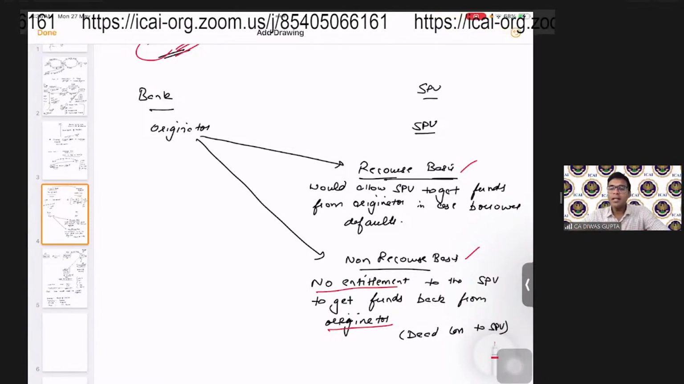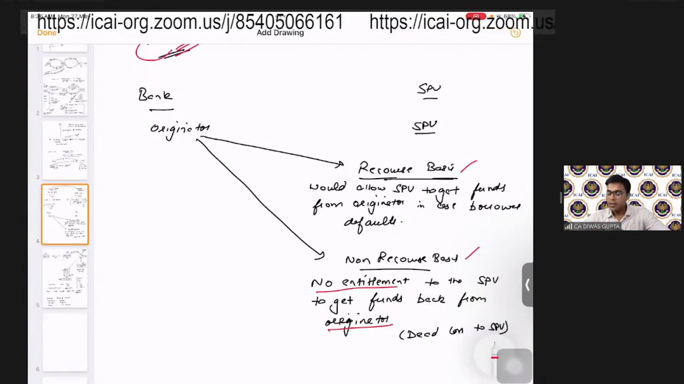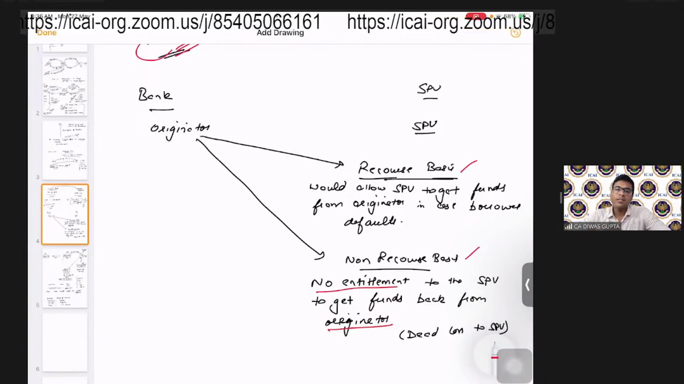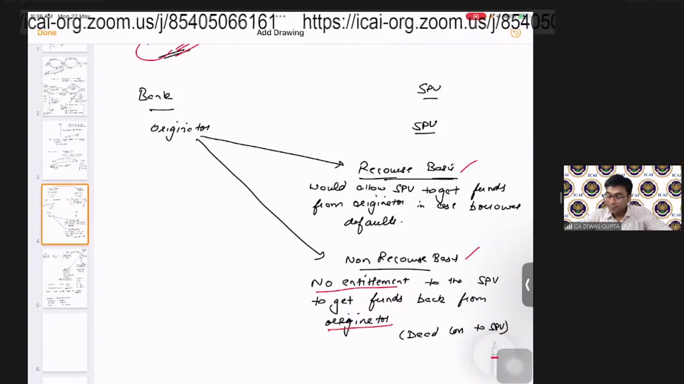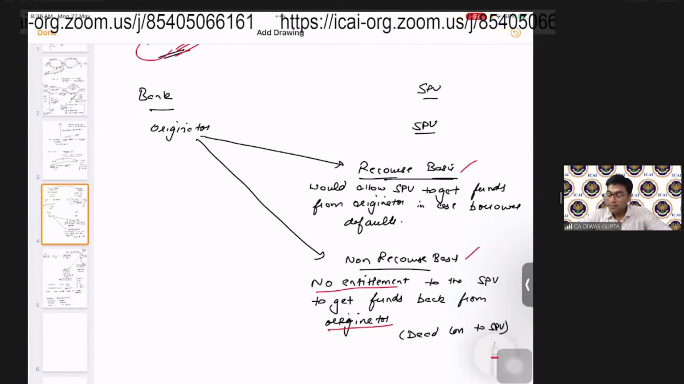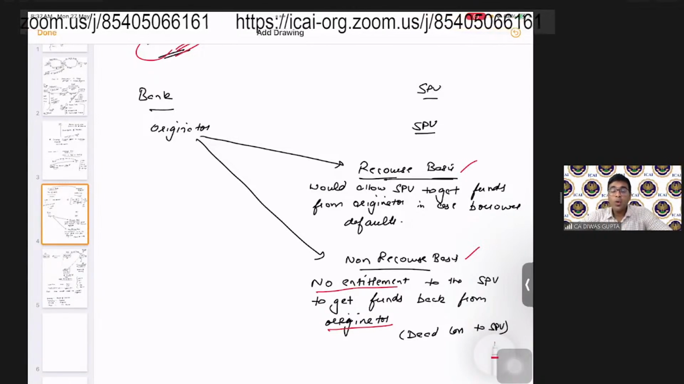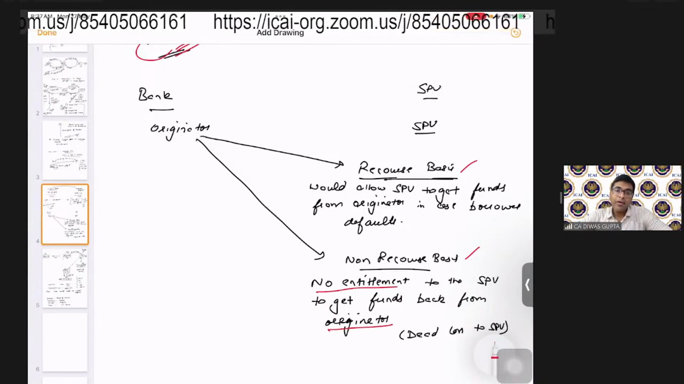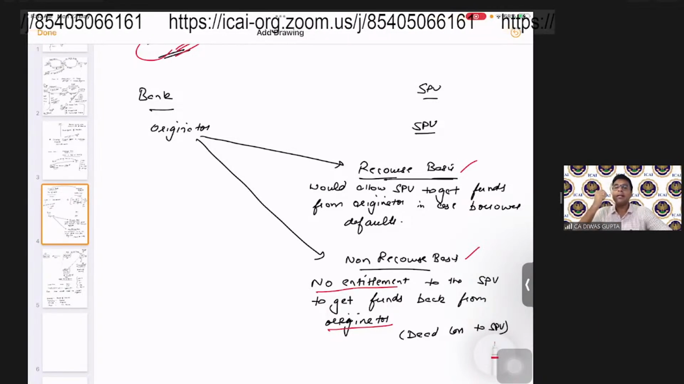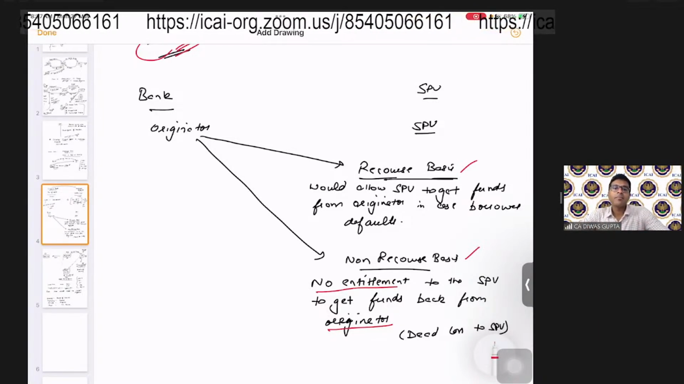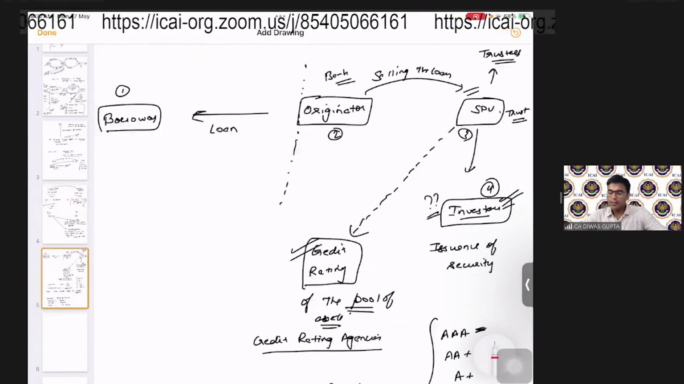So Abrikesh is asking in practice which option? It can be both, Abrikesh. It can be even a recourse basis. It can be even a non-recourse basis. The only thing is on a recourse basis, the SPV will enjoy a lower commission. And on a non-recourse basis, the SPV will enjoy a higher commission, right? The income of the SPV will be higher. Clear? Let's move ahead.